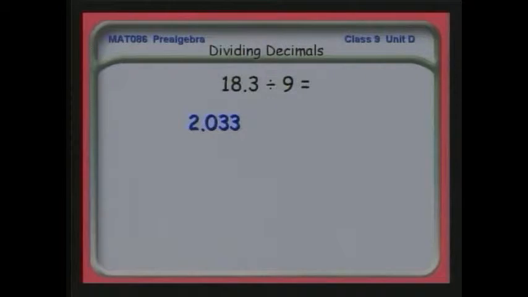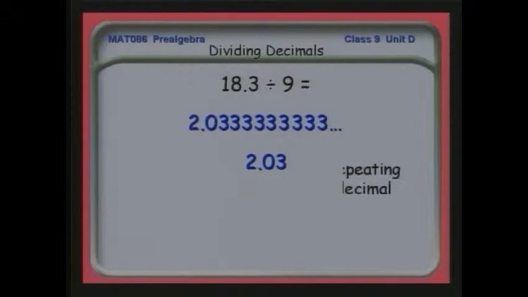It's 2.03333. In other words, it just keeps going. We have a way of notating this. We can write 2.03, and if you draw a line over that part that repeats indefinitely, as I've done here, that tells whoever is reading your math that the 3s at that point will just keep repeating forever.